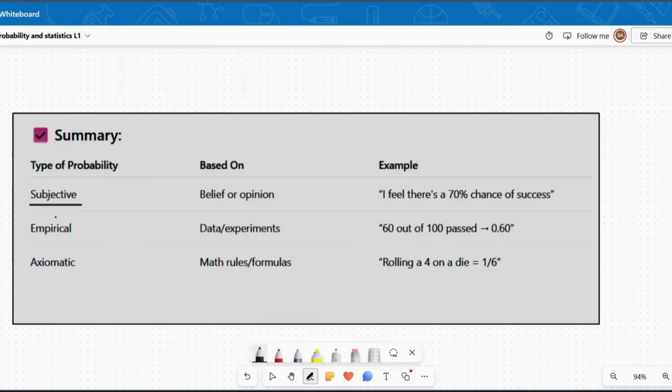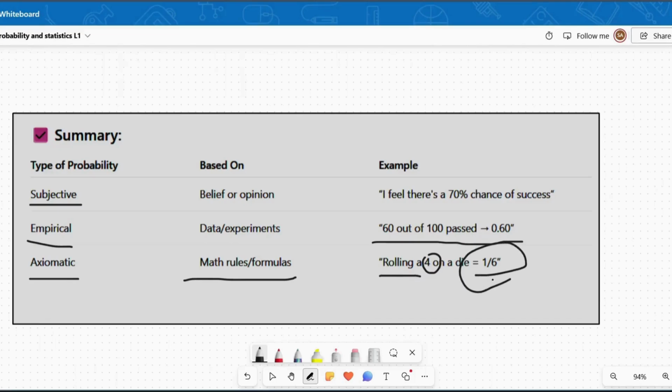Now talk about subjective, empirical, axiomatic. We already talked about that. Subjective is the belief or opinion of a person. For example, I feel there is a 70% chance of success. Empirical is data or experiment. We collect data from an experiment or from somewhere. 60 out of 100 passed. Axiomatic is math rules and formulas. We follow math rules and formulas to find axiomatic probability. Rolling a dice and getting 4 has a chance of 1 by 6. That is axiomatic.